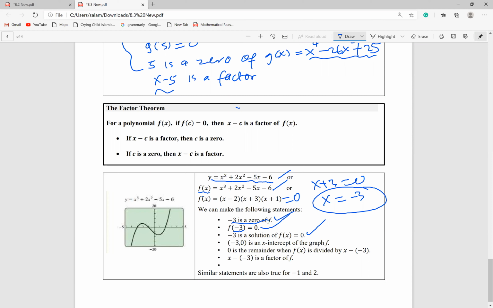And also, negative 3 comma 0 is an x-intercept of the graph. And 0 is the remainder when f of x is divided by x minus negative 3, which is simply x plus 3. 0 is a remainder because you know that x plus 3 is a factor. That is what they abbreviate to x minus negative 3, which is simply the same thing as x plus 3 is a factor of f. And that's exactly what we have for this. If 5 is a 0, x minus 5 is a factor, 5 comma 0 is an x-intercept. That's what the factor theorem is actually telling us.